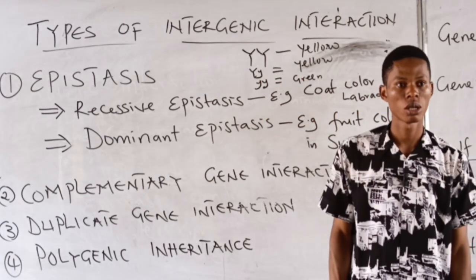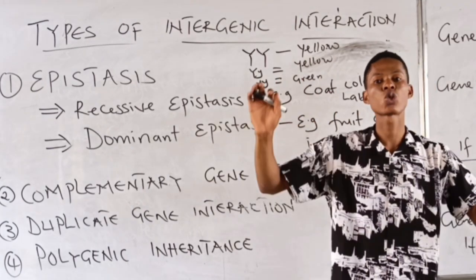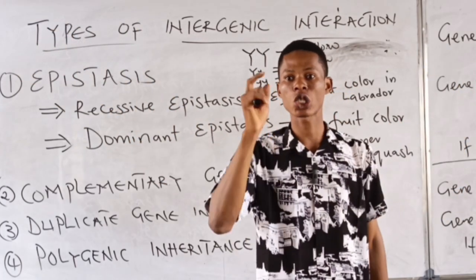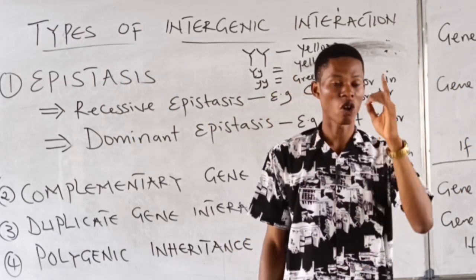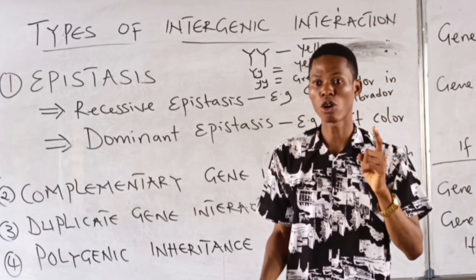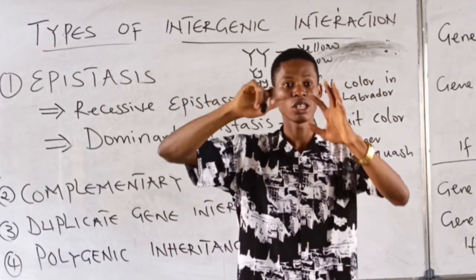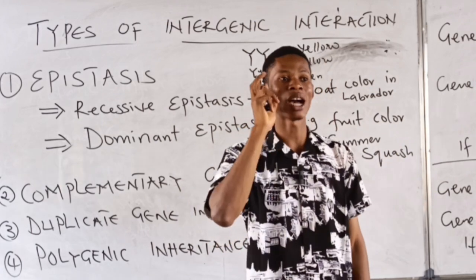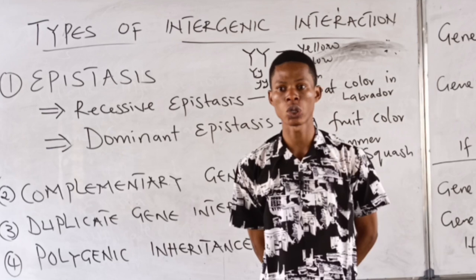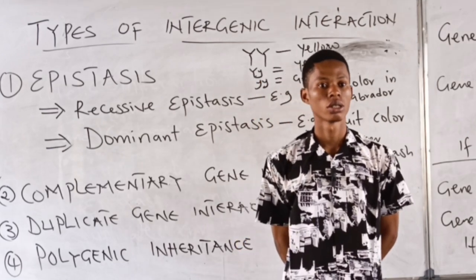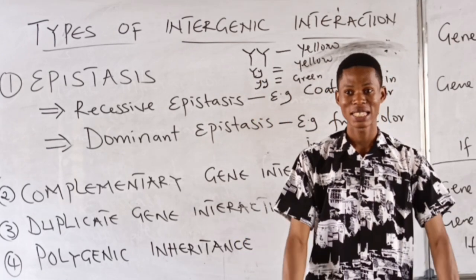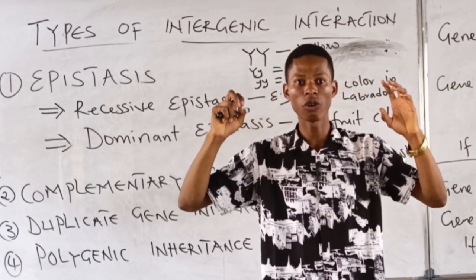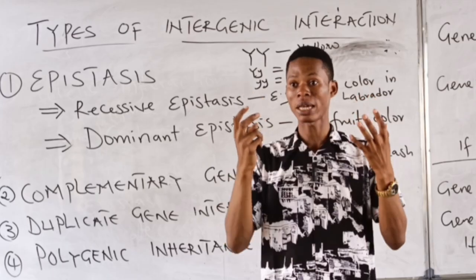Poly means what? Many, right? In polygenic inheritance, many genes are responsible for the expression of a single phenotype. Here we are not looking at two genes or something. Multiple genes are responsible for the expression of one phenotype. For example, height, skin color, weight, right? Yes. So multiple genes are involved in the expression of this phenotype, height.